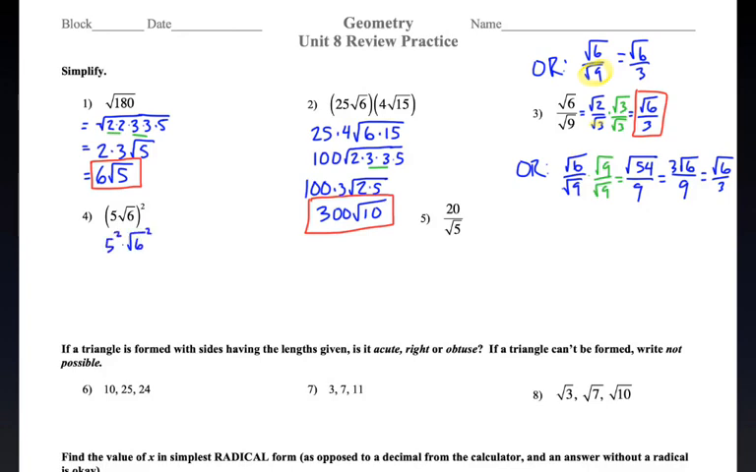All right, 5 square root 6, squared. We square the 5, and we square the square root of 6. The 5 squared is 25. The square root of 6 squared is 6. 25 times 6 is 150.